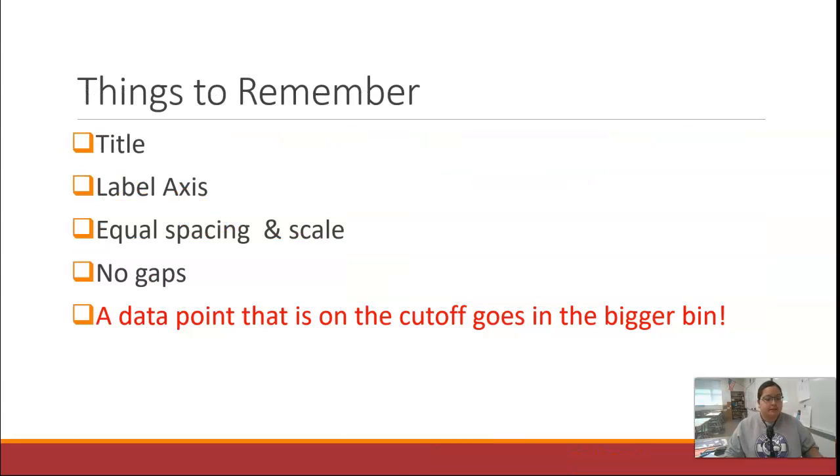All right, things that I would like you to remember. I want you to write down 2 things because the rest of these are things that we remember for every graph. But we need to add that there are no gaps, and a data point that's on the cutoff always goes in the next bigger bin. So if you have 5 to 10 and 10 to 15, the bigger bin is the 10 to 15. So it always goes in the next bin.